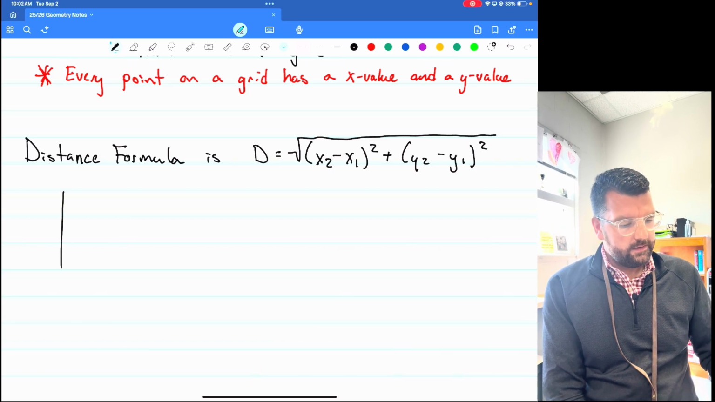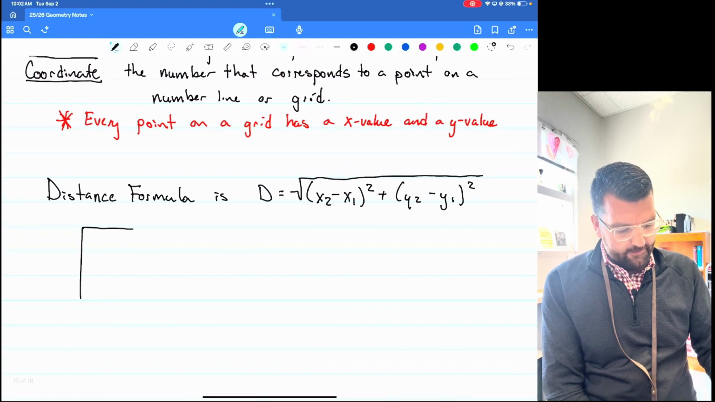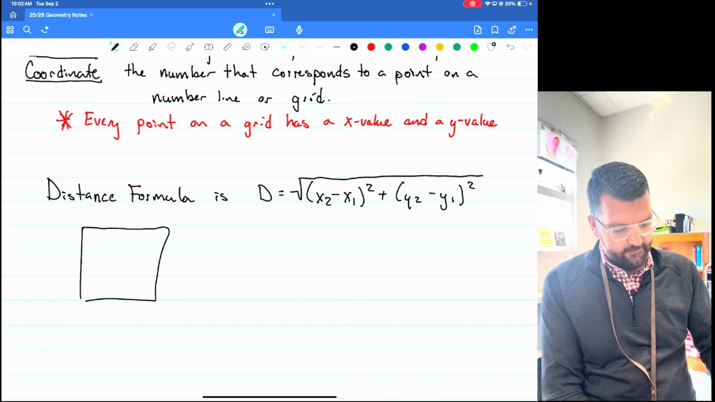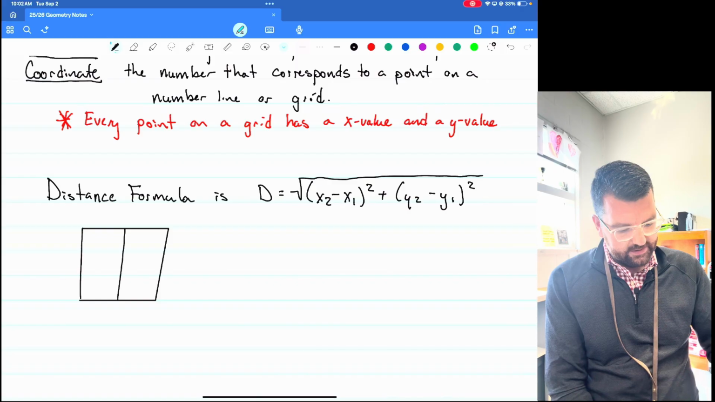What you need? Then draw me a box. It does not have to be perfect.